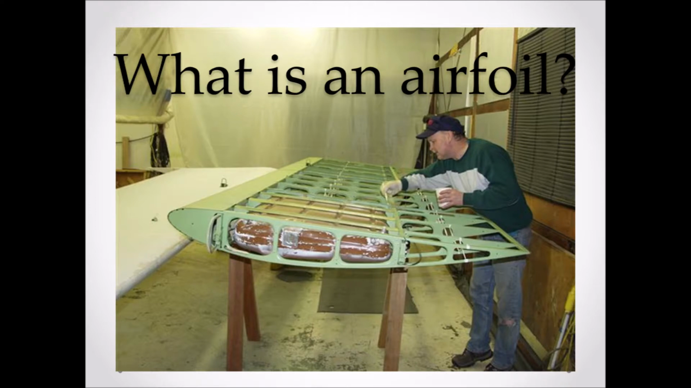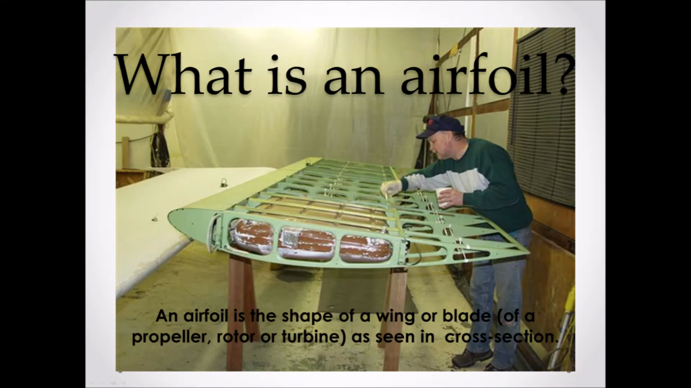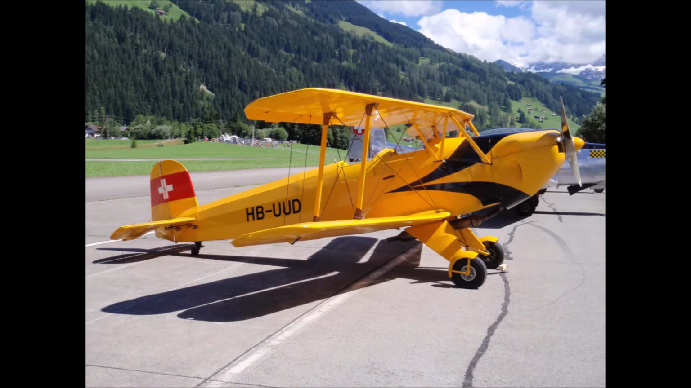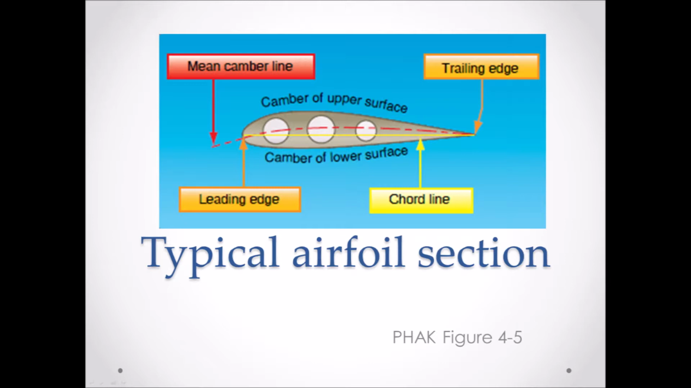To answer that, we need to learn about an airfoil, which is simply a fancy word to call the shape of a wing. The airfoil can be symmetrical or asymmetrical. This old Bucher has a symmetrical wing, by the way. Looking at this cross-section of an asymmetrical wing, we can identify some of its parts. The leading edge is the front of the wing. The trailing edge is the back of the wing. If we draw a straight line between the two, we get the chord line.